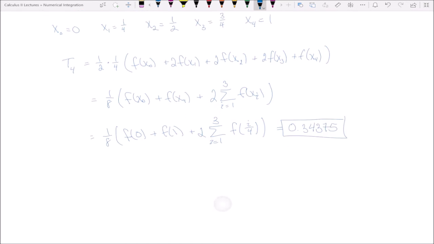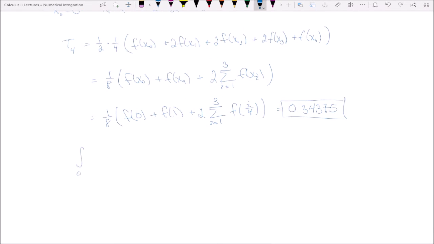So again, what we did was we said that this integral was approximated using T4, which was 0.34375. So using trapezoid rule with 4 subintervals, we found the integral from 0 to 1 of x squared to be about 0.34375.